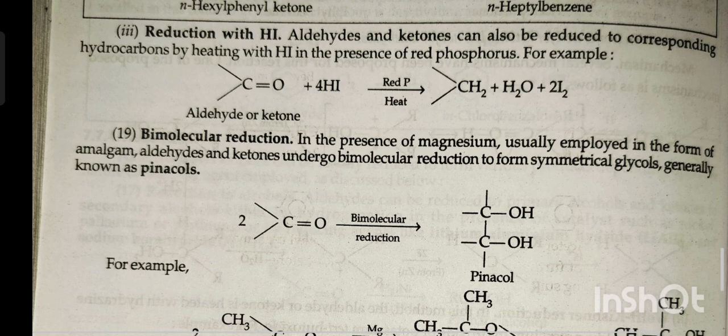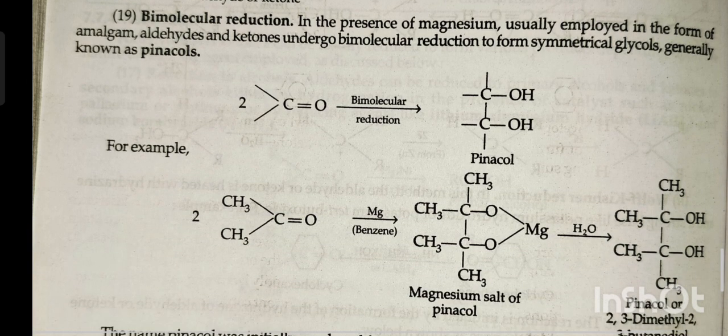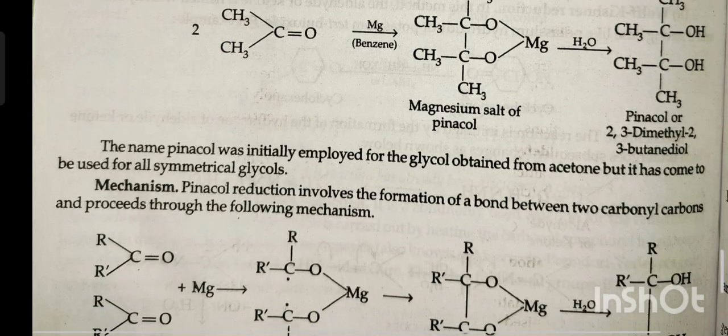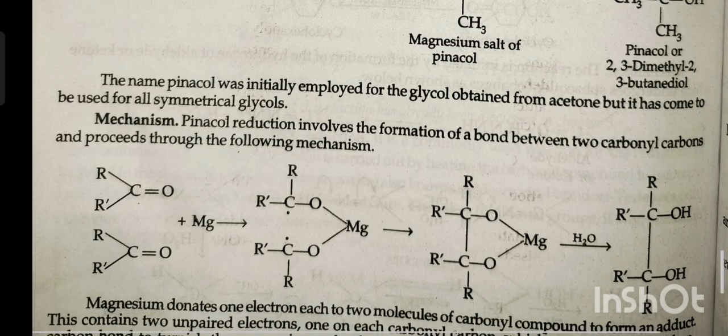19. Bimolecular reduction. In the presence of magnesium, usually employed in the form of amalgam, aldehyde or ketone undergoes bimolecular reduction to form symmetrical glycols, generally known as pinacols. The name pinacol was initially employed for the glycol obtained from acetone, but it has come to be used for all symmetrical glycols. Mechanism.